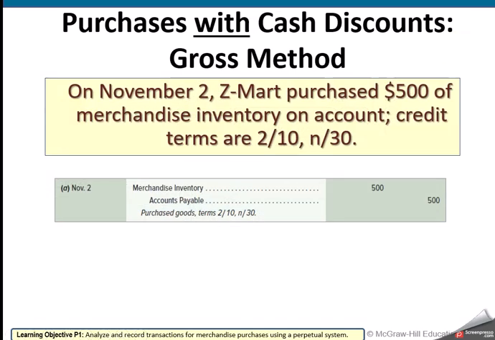Now then, how do we record that? So initially, when we get the invoice, we put it into the system, we debit merchandise inventory, and then we credit accounts payable. So again, think of our rules. We are setting up or increasing inventory by debiting it, and we are setting up or increasing our accounts payable by crediting that.